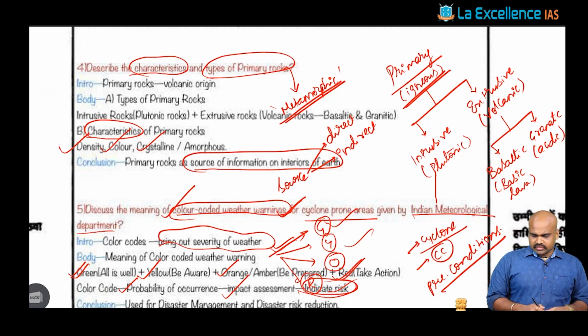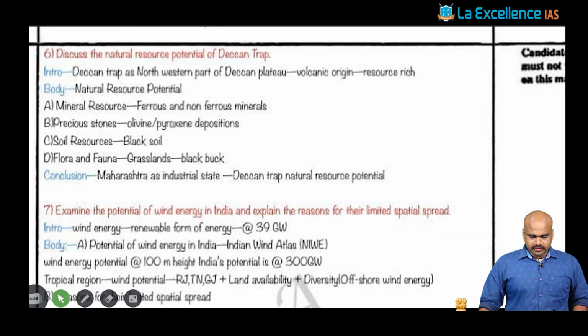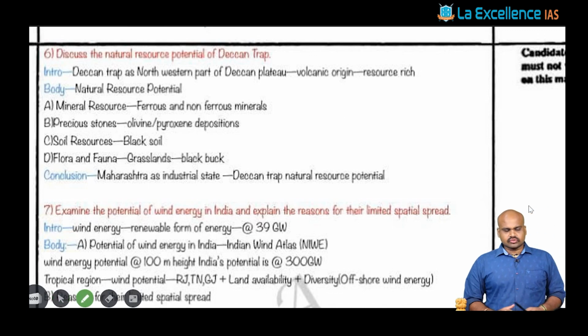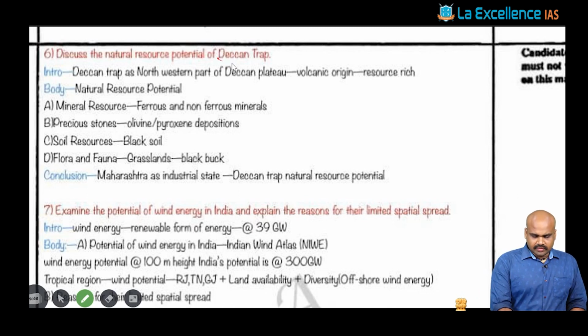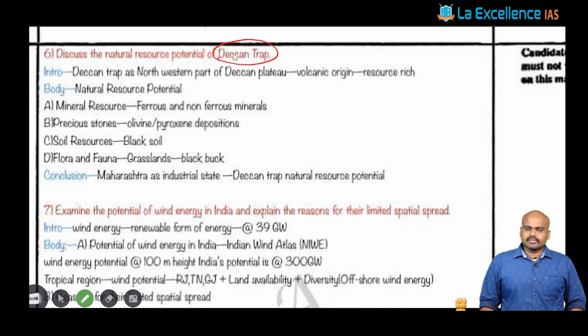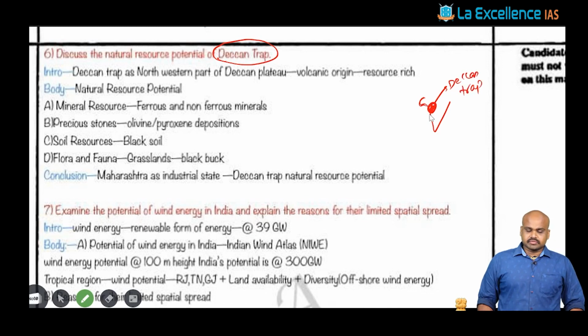Then moving on to the next question, the sixth question, which talks about the Deccan Trap, right? Yes, it is to discuss the natural resource potential of the Deccan Trap. Now, the simplest understanding of the Deccan Trap as a region could have been given as part of your introduction, because you know that the northwestern part of your peninsular region is what is considered the Deccan Trap. This is the simplest understanding that could have been given.